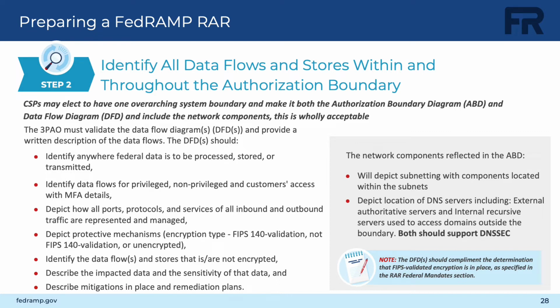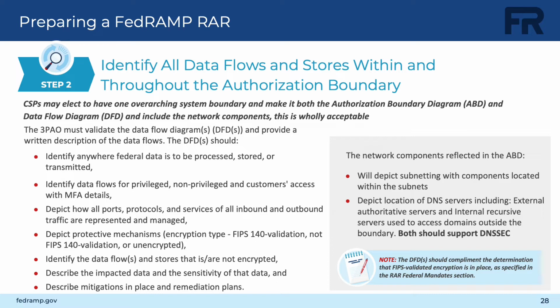Data flow elements should clearly identify everywhere federal data is to be processed, stored, or transmitted. It should clearly delineate how data comes into and out of the system boundary, clearly identify data flows for privileged, non-privileged, and customers' access with MFA details, and also should depict how all ports, protocols, and services of all inbound and outbound traffic are represented and managed.